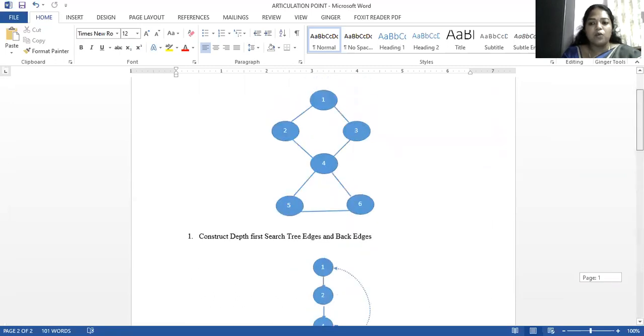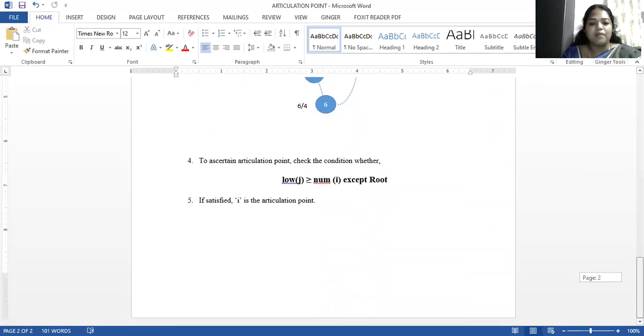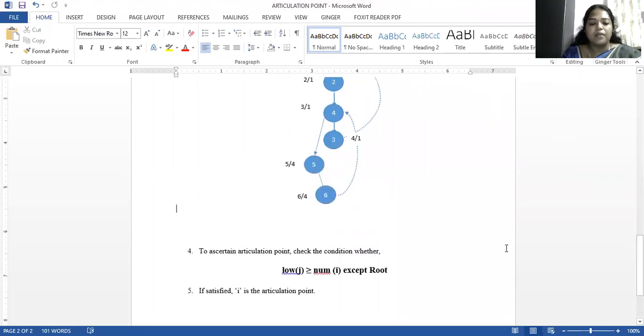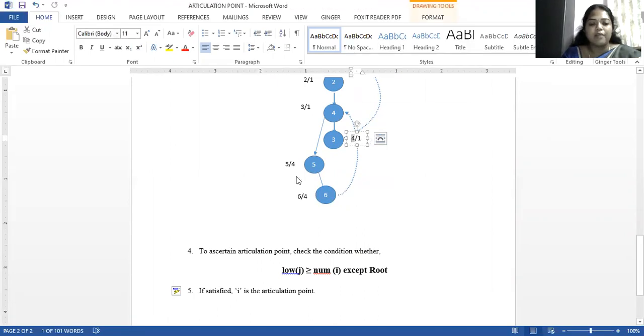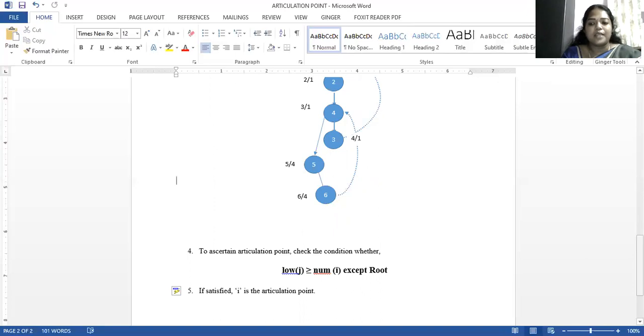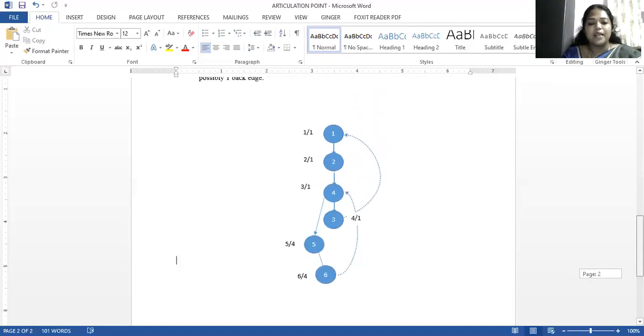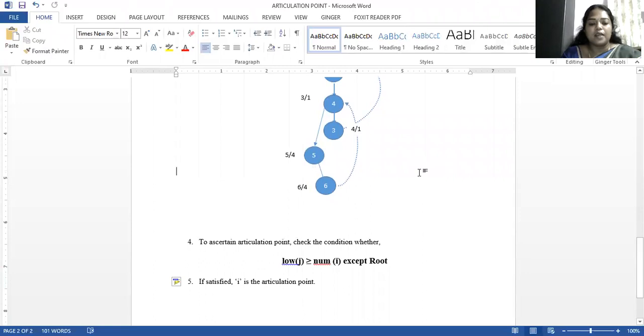Now, manually, we know that 4 is the articulation point. And with this condition, you can check the low of j for 5 is 4, and for 6 it is also 4. And here you can check the num of 4, that is 4. I mean, the numerator here is 4, whereas the denominator for 5 and 6 is 4. So here it is equivalent to this value. So once this condition is satisfied, we can come to the conclusion that 4 is the articulation point, except for the root. So that's why we are not considering 1 as the articulation point. Instead, we are saying that 4 is the articulation point.